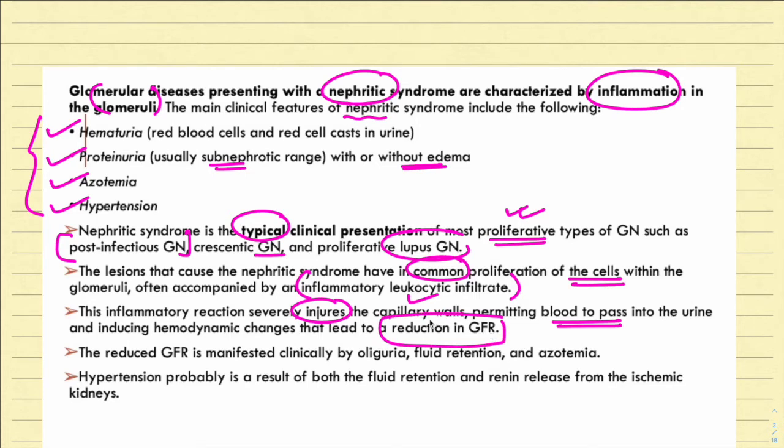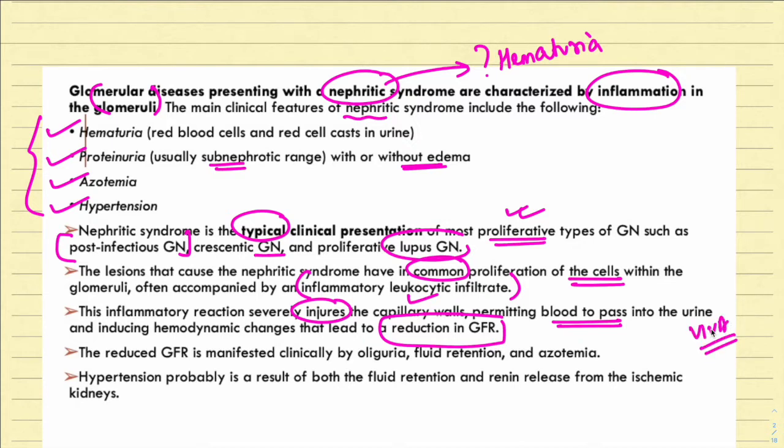Very important exam question: why in nephritic syndrome do you have hematuria? You will have to say that in nephritic syndrome the common denominator is proliferation of the cells with inflammatory leukocyte infiltration, and this inflammatory reaction injures the capillary walls, permitting the blood to pass into the urine, which is the cause of hematuria. This is a very important viva question in your board exams.